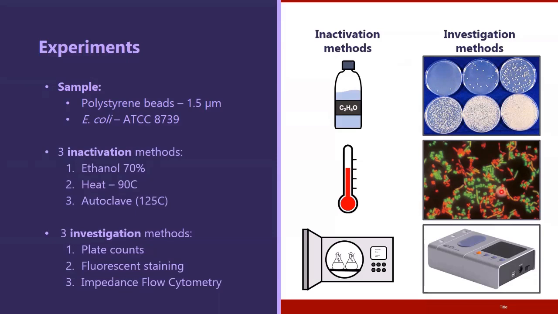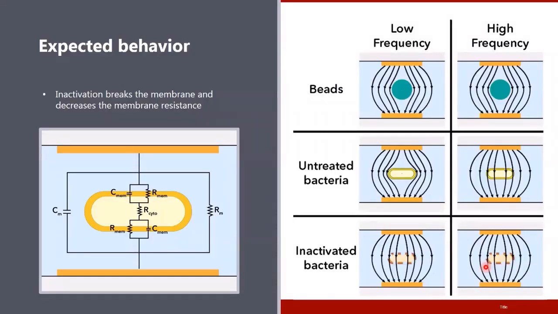We also did a live-dead assay with fluorescent staining, so bacteria that are alive appear green, whereas bacteria that have perforated membranes appear red. And then we also used the impedance flow cytometry method to see what we could get out of it. Now, what we expect is that at the low frequency signals, both the beads and the untreated bacteria will be bypassed by the current because of the membrane capacitance. But when the bacteria are inactivated, because we create holes through the membrane, we will be able to probe the inside of the cell. At the high frequency, we expect both the untreated and the inactivated bacteria to bypass the membrane, which means that we could see a difference between properties of the fully functional membrane and the perforated membrane.